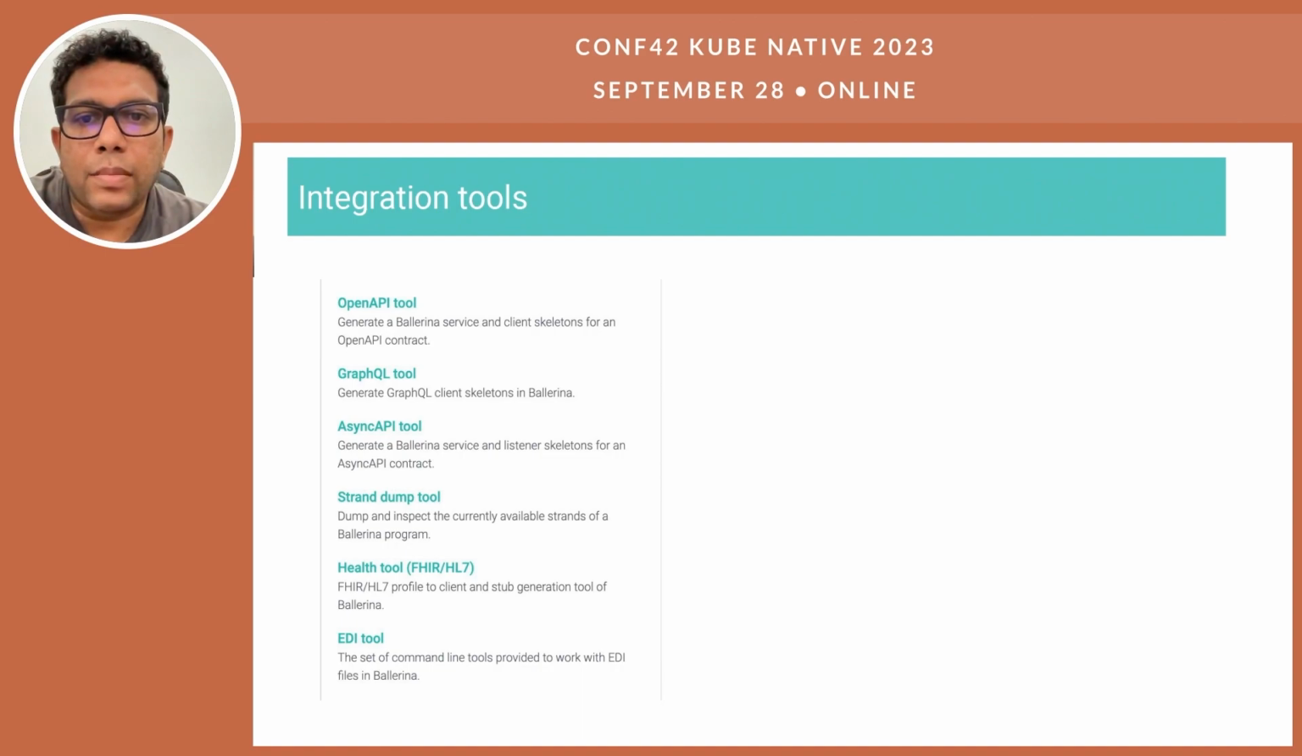And the strand dump tool, which dumps and inspects the currently available strands of a Ballerina program, is used for performance testing. Then the health tool generates FHIR HL7 profiles, client and stub generation for Ballerina. We also have the EDI tool, a set of command tools to work with EDI files in Ballerina. These are just the most used tools. There are many more tools that you can use with Ballerina.